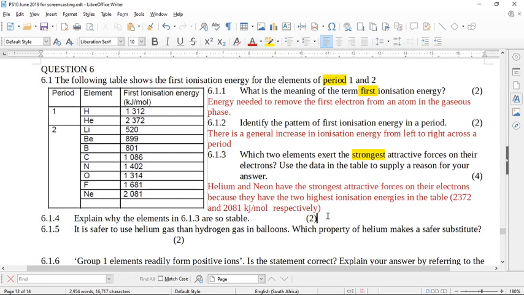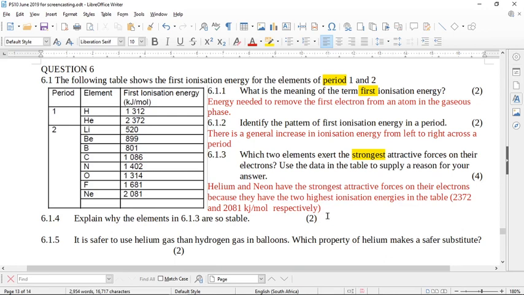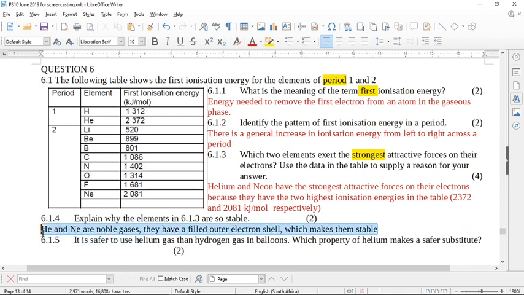Explain why these 2 elements are so stable. Helium and neon are noble gases. Do you agree? If you look for them on your periodic table, you will see they are noble gases. They have a filled outer electron shell, which makes them stable. So that's the sort of thing that they're looking for. You must relate it to their electron structure. They are stable in their natural state.